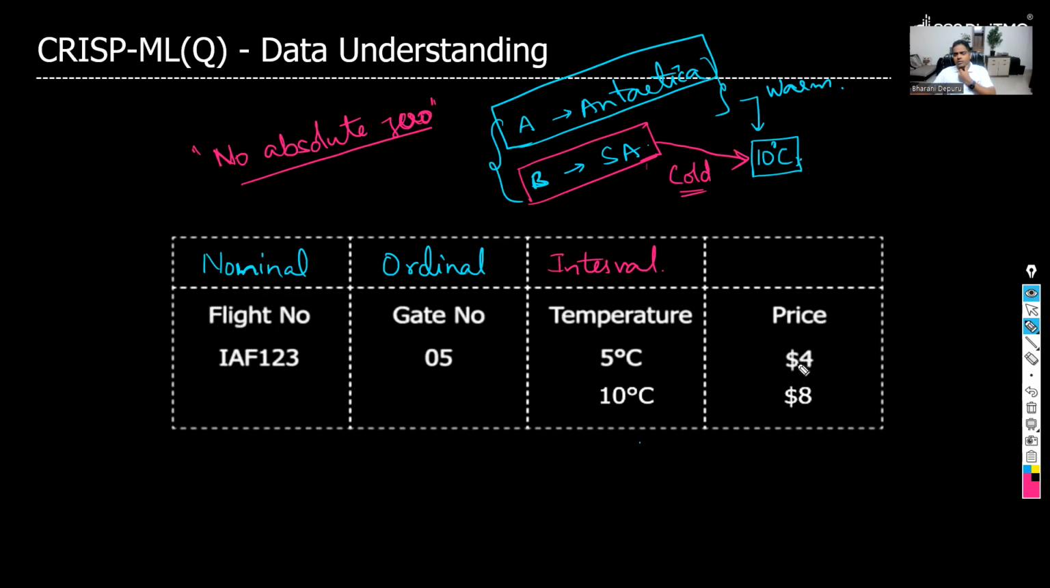Now, when price was being discussed, my friend also asked me, hey, why are you agreeing here that $8 is twice $4? And I told him, okay, if you give $8 to Mr. Antarctica or Mr. Saudi Arabia, it doesn't matter. Whatever Mr. Antarctica can buy for $8, Mr. Saudi Arabia can also purchase for $8. So there is objectivity. Those values which have objectivity are called ratio data.